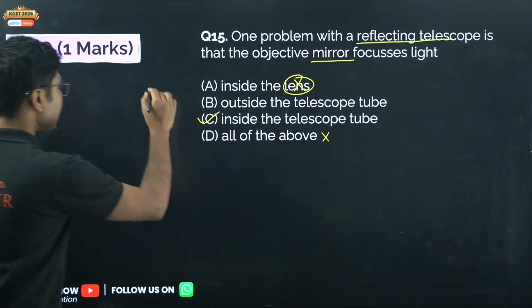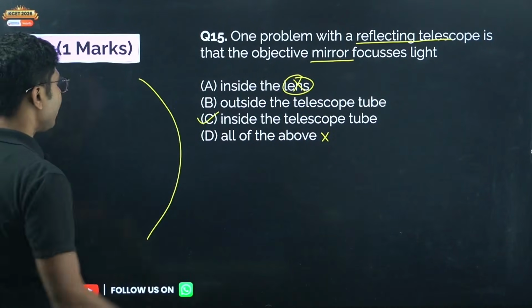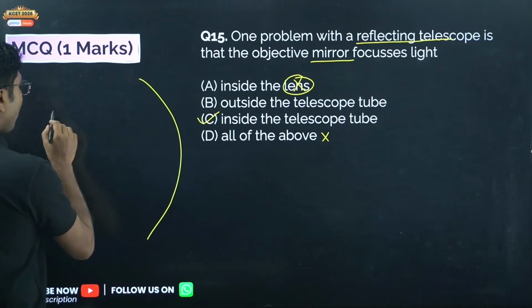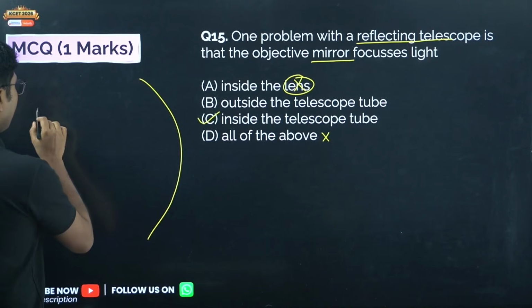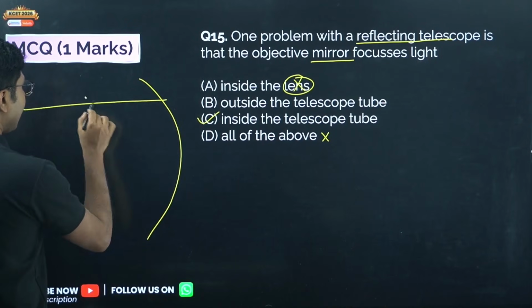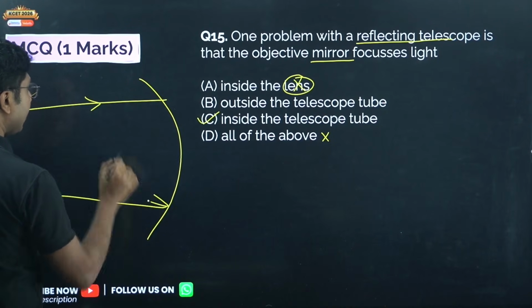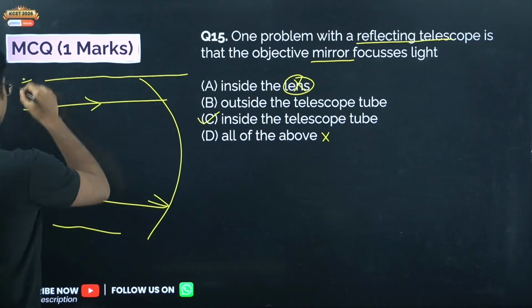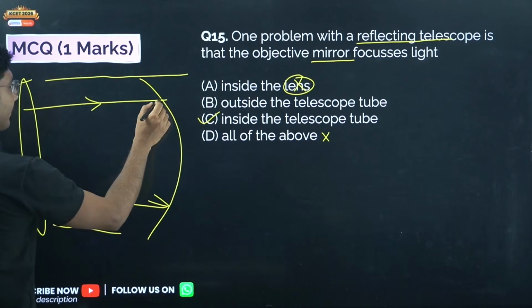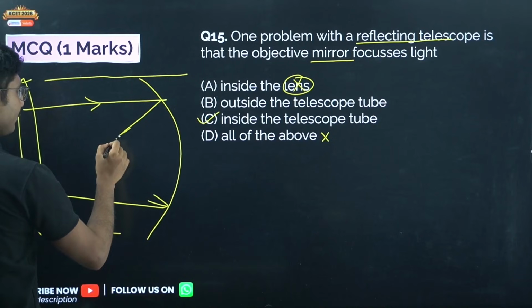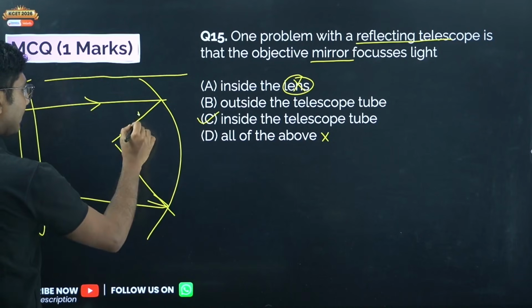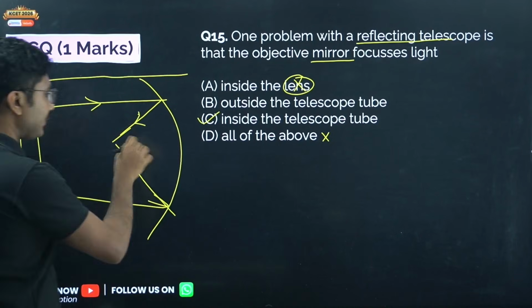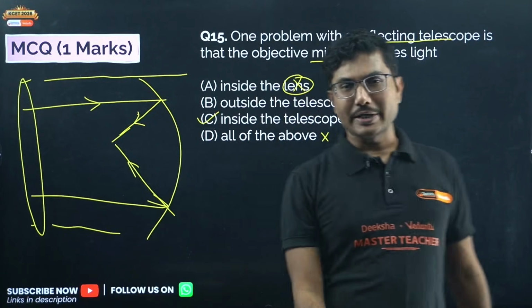Okay, so if you consider a concave mirror, which is a primary mirror or objective mirror for a reflecting telescope, light when it falls on this, the telescope tube is like this. So the telescope tube looks like this, and after reflecting, the light rays actually reflect back and form the image inside the telescope tube. Okay, so that is a problem.